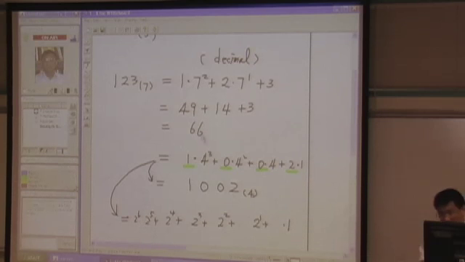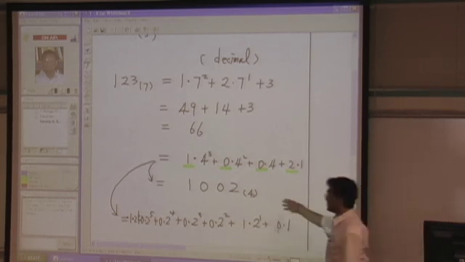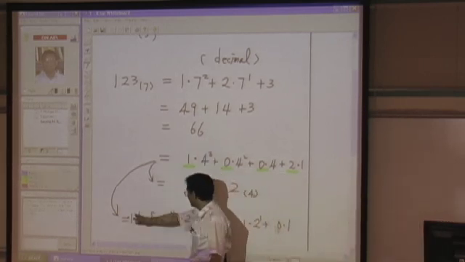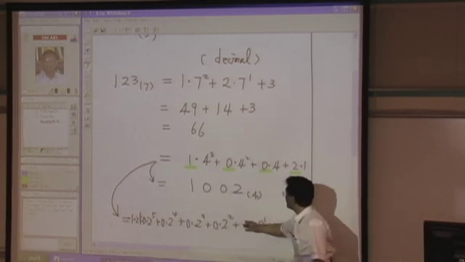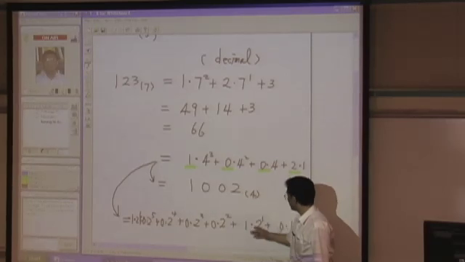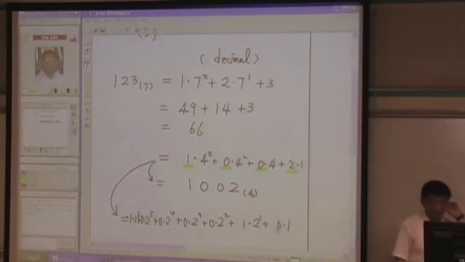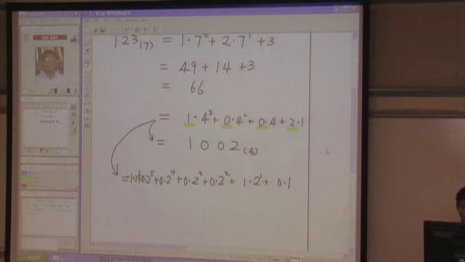So if you have 66, then there is 1 times 2 to the power of 6, and then 0 times 2 to the power of 5, 0 times 2 to the power of 4, 0 times 2 to the power of 3, 0 times 2 to the power of 2, and then 1 times 2 to the power of 1, and then 0 times 2 to the power of 0. Do you follow me? So 64 is handled here, and these are empty, and then 64 plus 2 is 66, so it is 1 times 2 to the power of 1 and then 0. Then with base 2, we get 1, 0, 0, 0, 0, 1, 0. So this represents the same number.